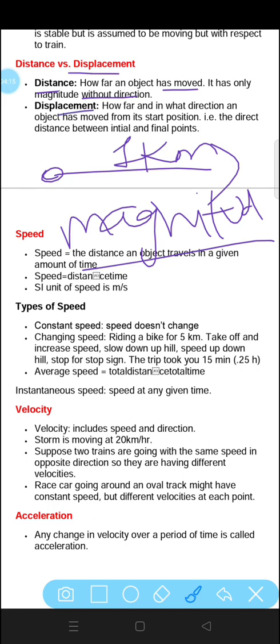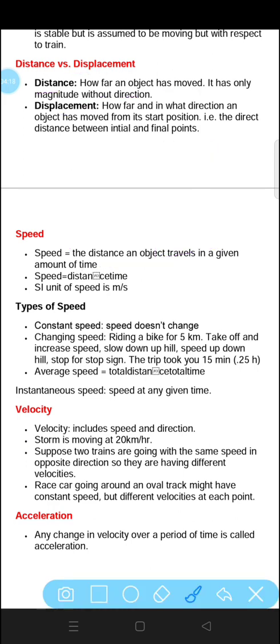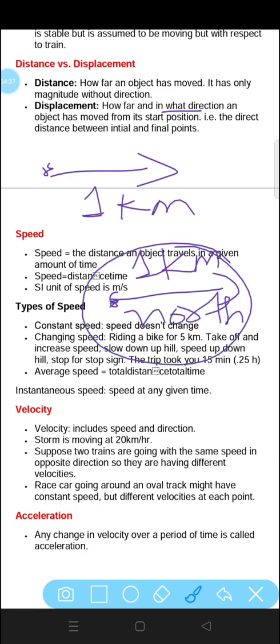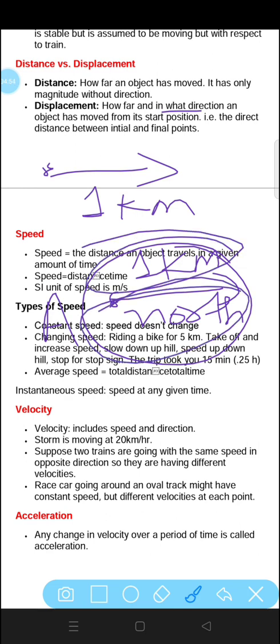Next is displacement. Displacement is how far and in what direction. If we just say that the object is traveling 1 kilometer, then we are just telling about the distance. Whenever we say the object is traveling 1 kilometer in north, that means it is the displacement covered by the object A. So this is the difference between distance and displacement. Distance is only how far has been covered, but if we talk about displacement, we have the distance as well as the direction.